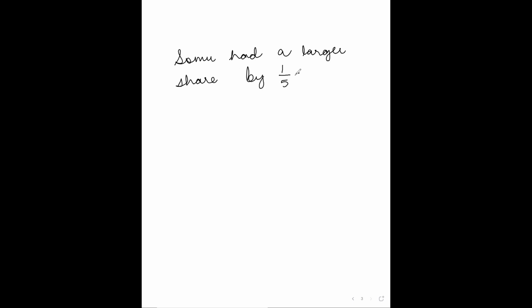But how did he have 1 by 5? No, no, no. She didn't. Sorry, not Somu, I'm sorry, Ritu. Ritu had a larger share by 1/5. That means the difference between them is 1/5. Not that Ritu had 1/5. She had 3/5, right? But she had 1/5 more than her brother. Okay, understand now.